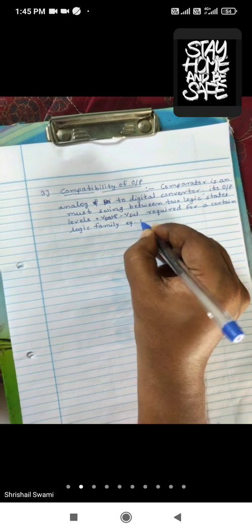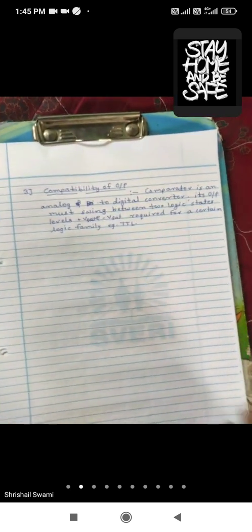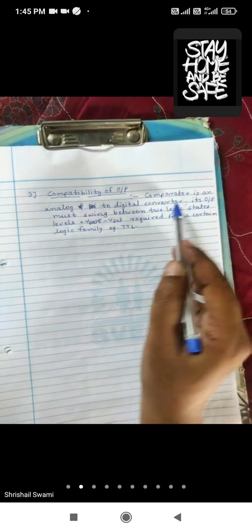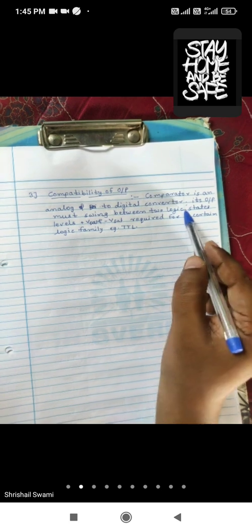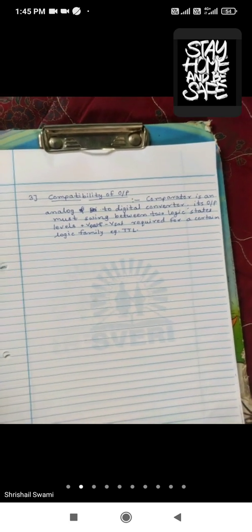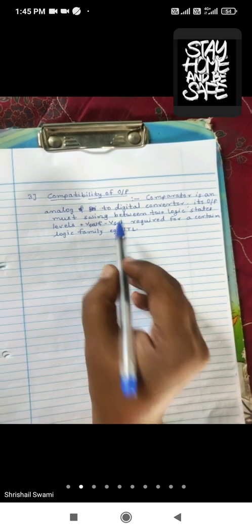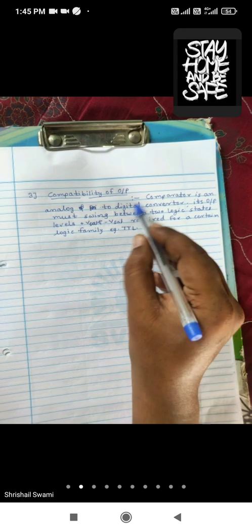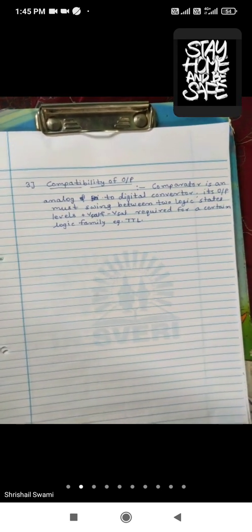Example, TTL, transistor-transistor logic. So comparator is actually an ADC which converts the analog signal into digital, that is the output is a square wave. That output must swing between two logic states, म्हणजे त्याचा आउटपुट एक तर प्लस VCC असायला पाहिजे किंवा मायनस VCC, means only two states are there. So it is required, that digital signal which is required for certain logic family, that is TTL.